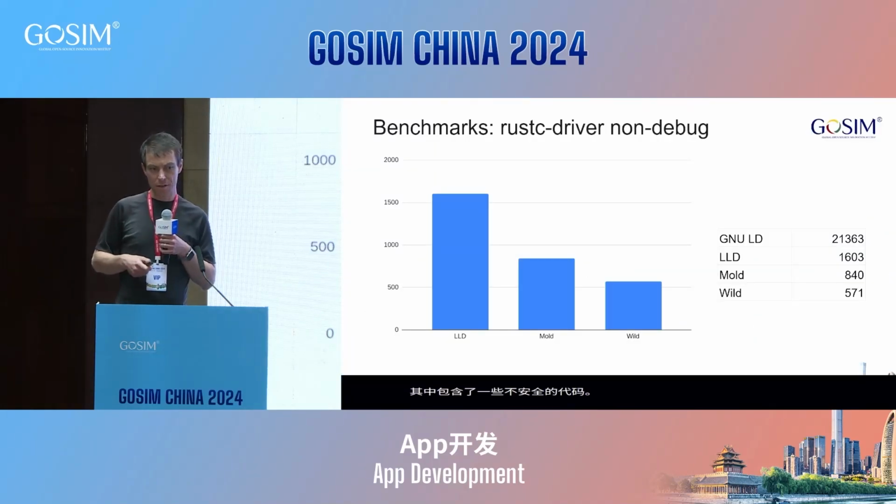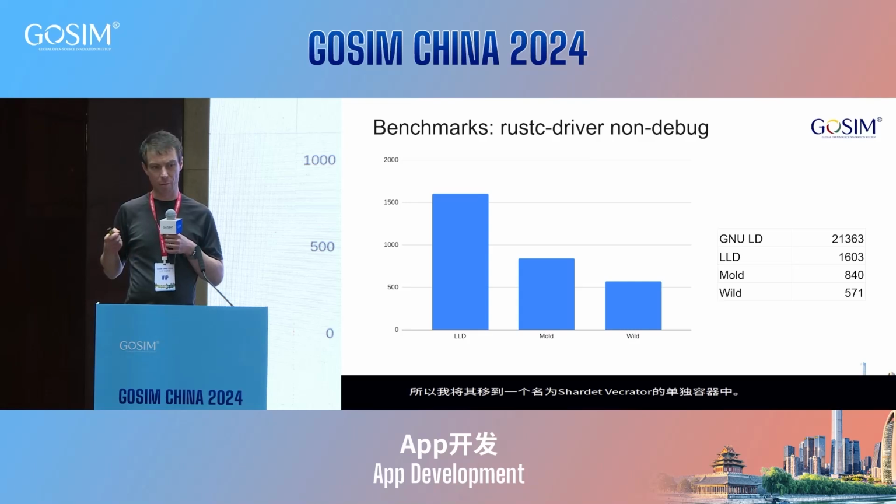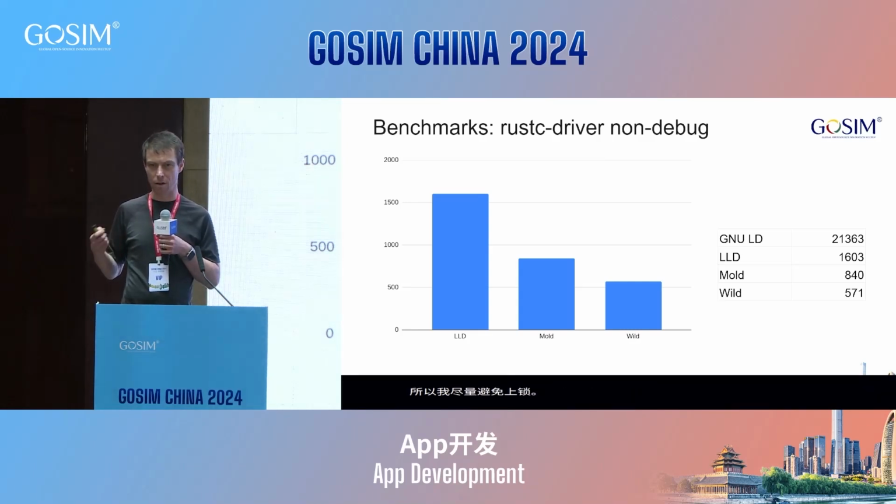So, moving on to benchmarks. This is showing a benchmark of the wild linker linking Rust C driver, which is where most of the code for the Rust compiler lives. I've excluded GNU-LD from the chart because it takes so long that it would mess up the scaling of the axis of the chart. But we can see on the right that GNU-LD takes more than 21 seconds. LLD takes 1.6 seconds, mold takes 840 milliseconds, and wild is currently at 571 milliseconds. So we're doing reasonably well on this benchmark. We're a little bit faster than mold.